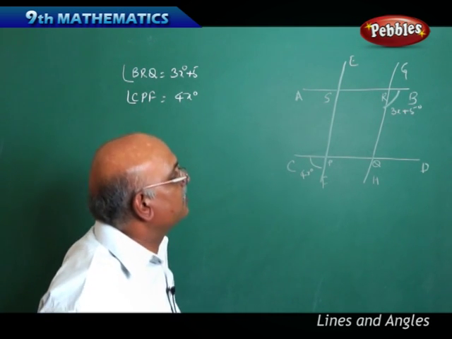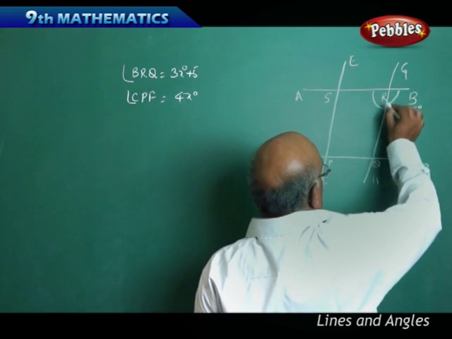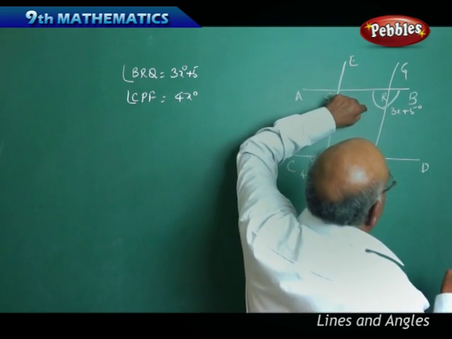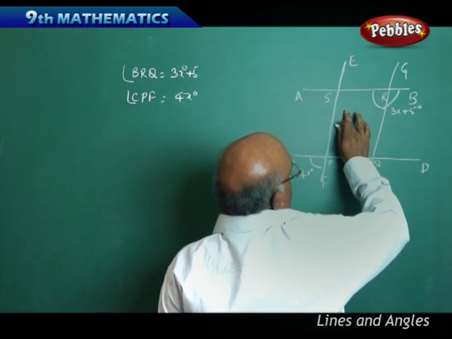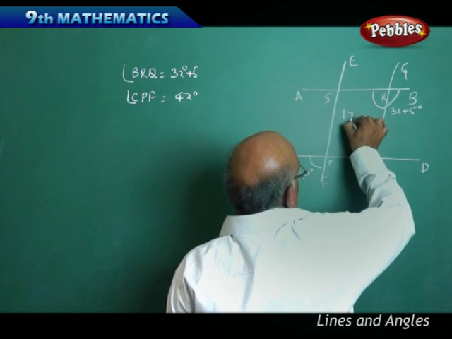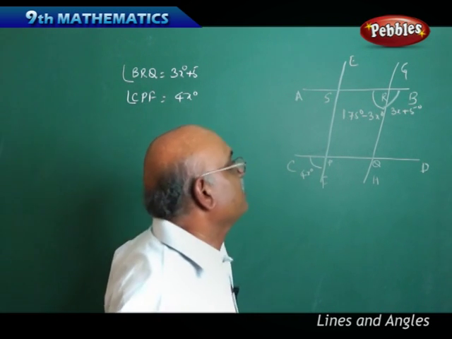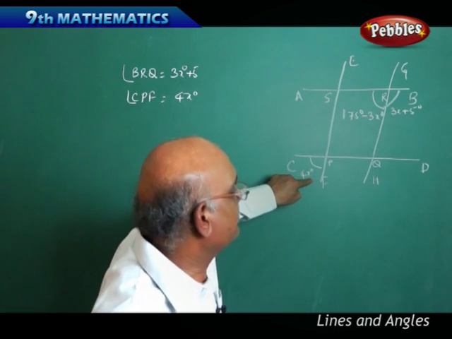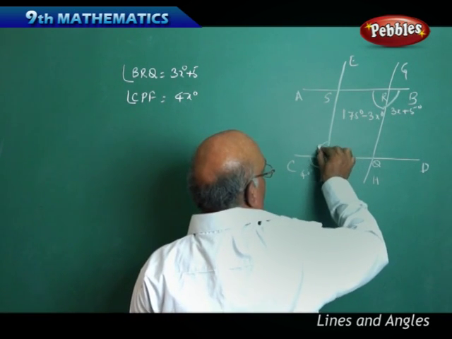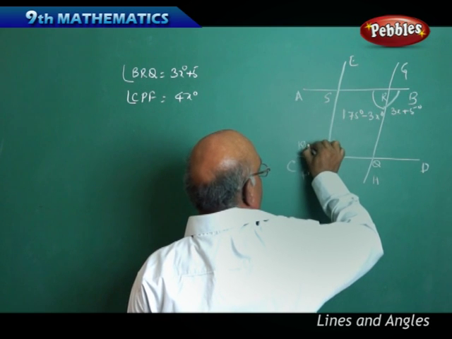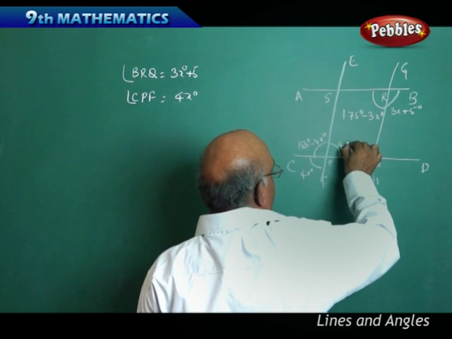If you look at this carefully, naturally this angle will become 180 degrees minus (3x plus 5), so that it will be 175 degrees minus 3x degrees. In the same manner, if you look at this particular aspect here, naturally this angle will become 180 degrees minus 4x degrees. Therefore this angle will become 4x degrees.